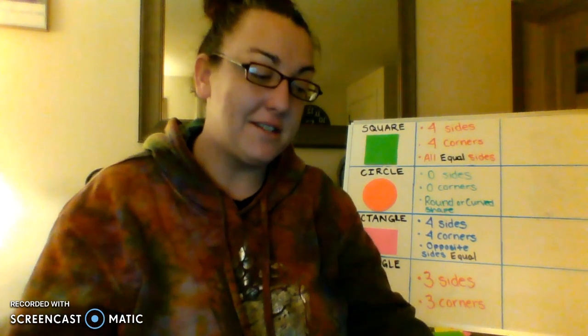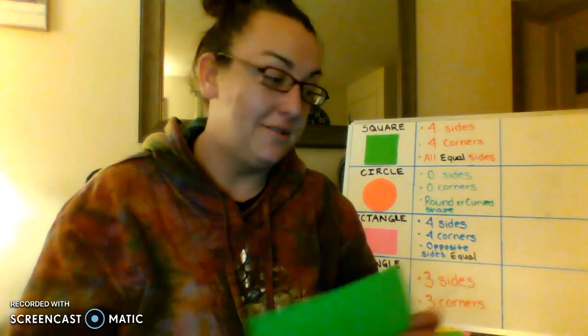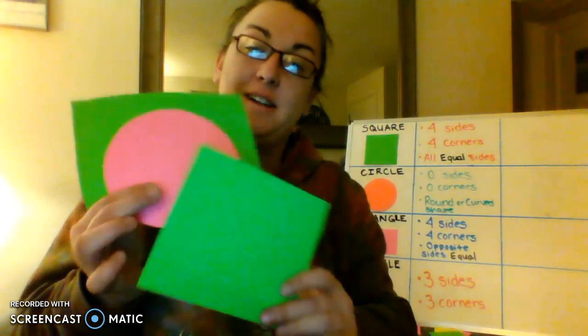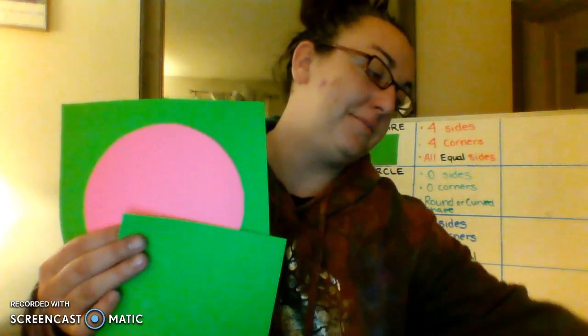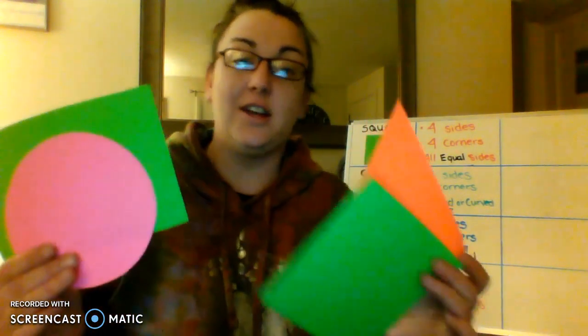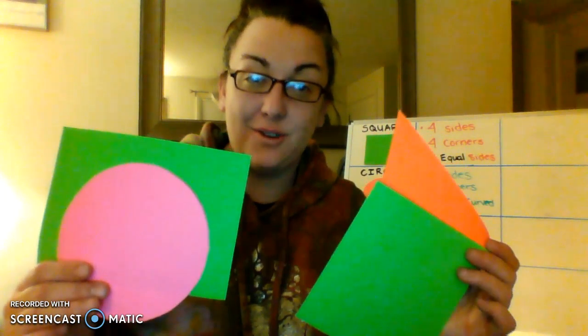All right, I'm going to pass around each of these shapes, one of each. A rectangle, a circle, a square, and the triangle. And I want each of you to take a turn running your fingers along them and counting the sides and the corners like we just did.